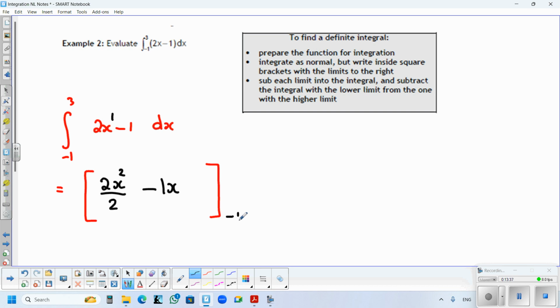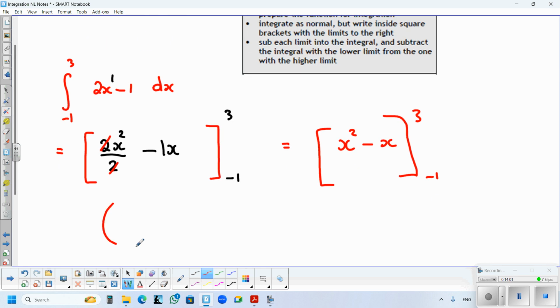So now what we're going to do is tidy that up a wee bit, because I don't like this thing here. I've got a 2 and a 2, so they cancel each other out. And I don't really need that -1x. So what I'm now doing is substitutions for x squared minus x. And the limits, those numbers are called the limits. The limits are 3 and -1. So you make 2 brackets, and you're going to take away the values. So 2 brackets with a minus sign between them.